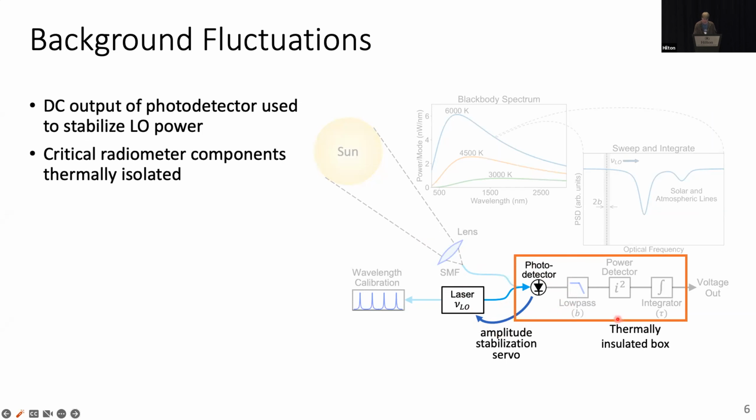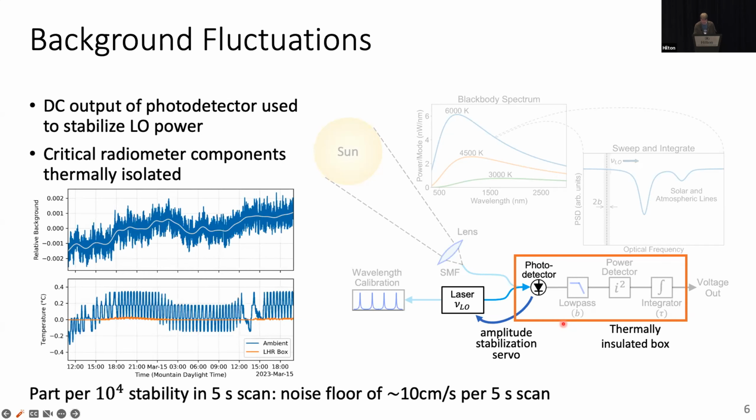Additionally, we have placed the sensitive radiometric components, anything part of the conversion of optical power to voltage, in a thermally isolated box. We still have some coupling to ambient temperature, but on a scan-to-scan basis, the amplitude fluctuations are at the part per 10,000 level relative to the amplitude of the solar signal. And that's equivalent to a noise floor of about 10 centimeters per second per scan.